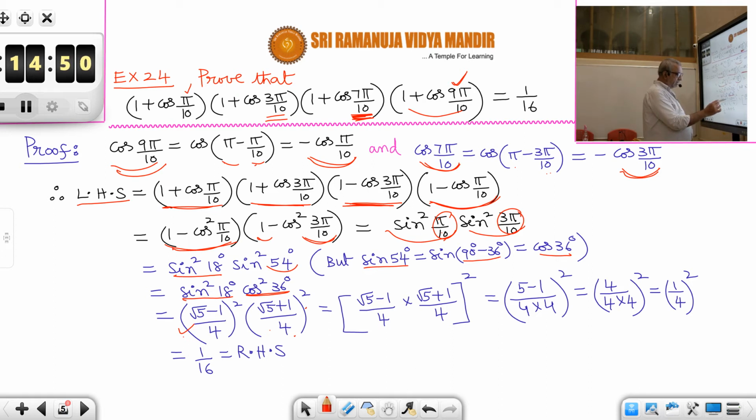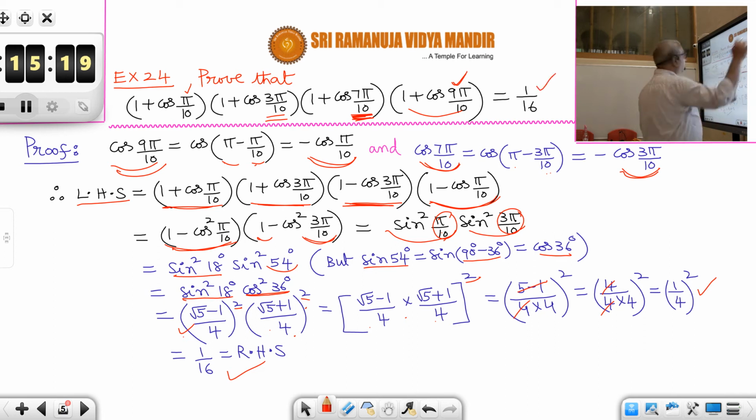So both are squares, so we will combine the squares. And in the bracket, (root 5 minus 1) by 4 into (root 5 plus 1) by 4. Numerator, a minus b into a plus b, a square minus b square, 5 minus 1, denominator 4 into 4. Numerator 4 and denominator 4 get cancelled out. So you will get 1 by 4 whole square, that is 1 by 16, the right hand side.